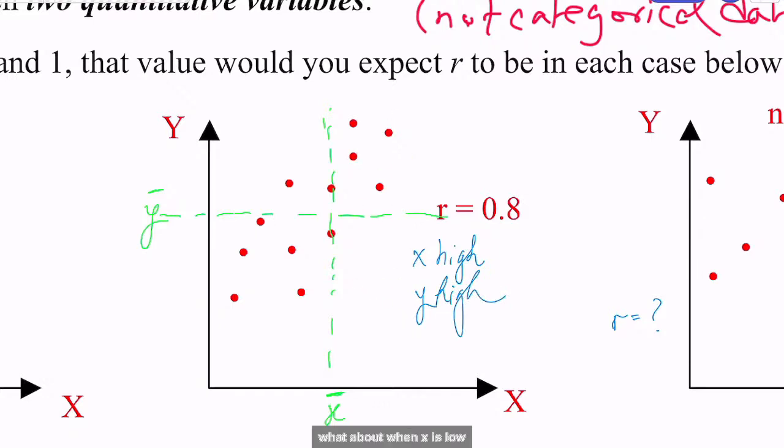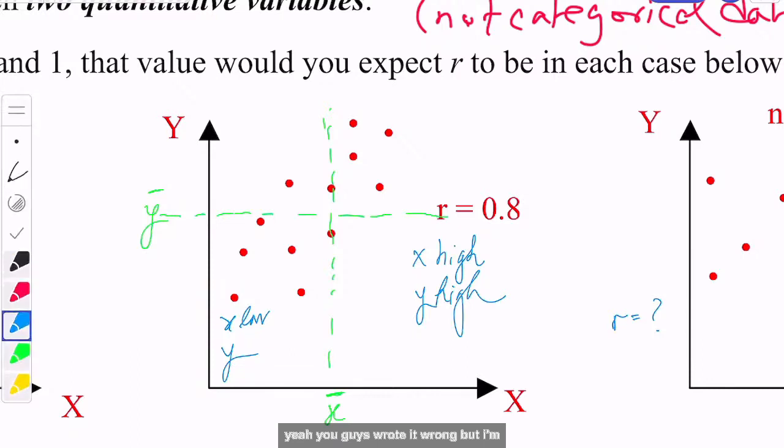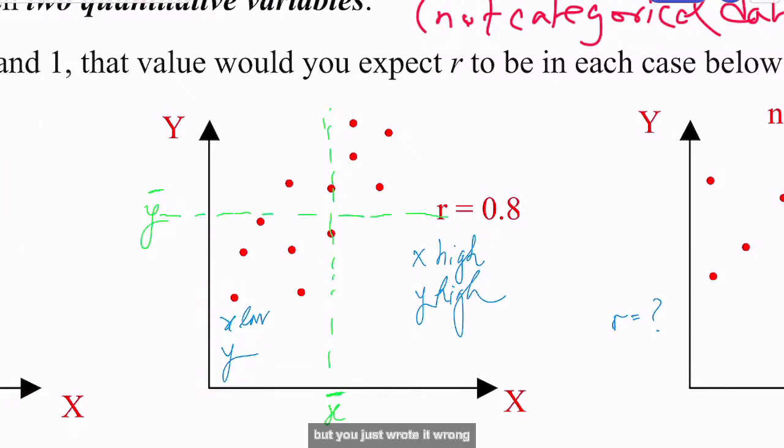What about when X is low? Where's Y mostly? Well, there's two observations above Y bar, and there's all these ones below. Yeah, you guys wrote it wrong. But I'm pretty sure you knew what you were doing, but you just wrote it wrong. So when X is low, Y is? Low, very good. So when X is low, Y is low.